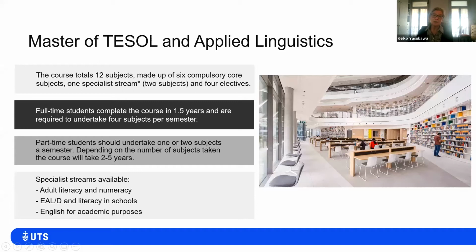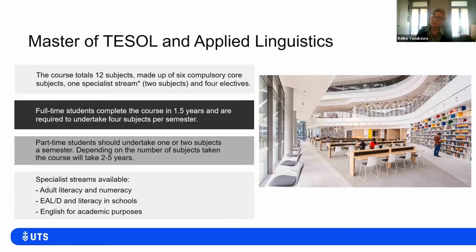So the program consists of 3 different courses. They're different because they're at different levels of qualifications, but they are what we call a nested suite of courses. And the master's is at the highest level. The Master of TESOL and Applied Linguistics consists of 12 subjects, consisting of 6 compulsory subjects, 1 specialist stream, which I'll tell you about, and 4 electives.